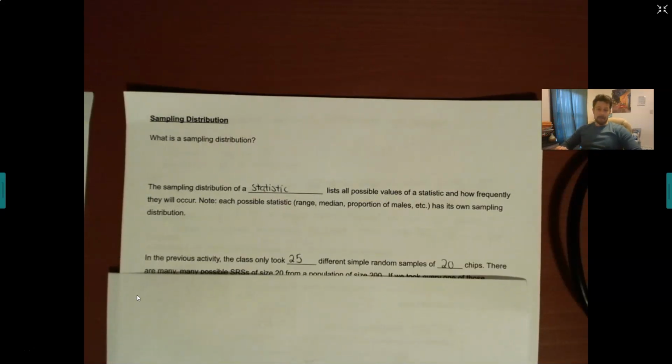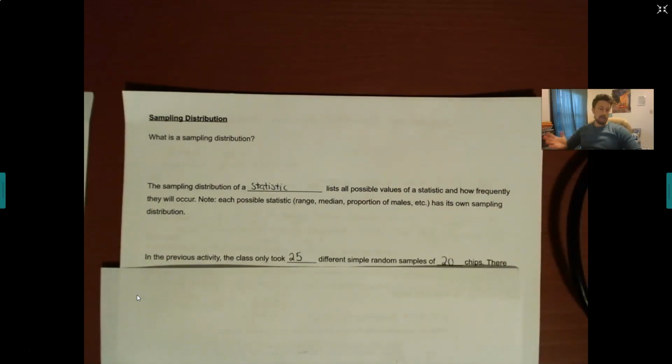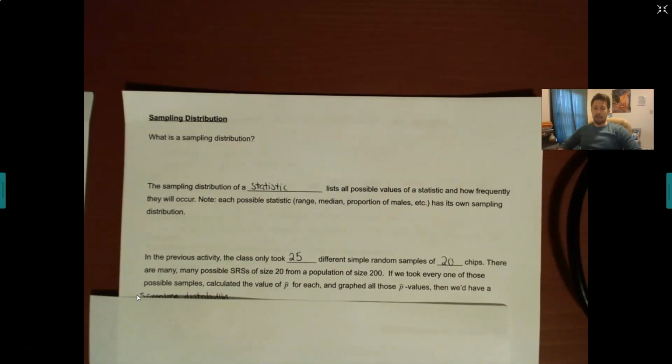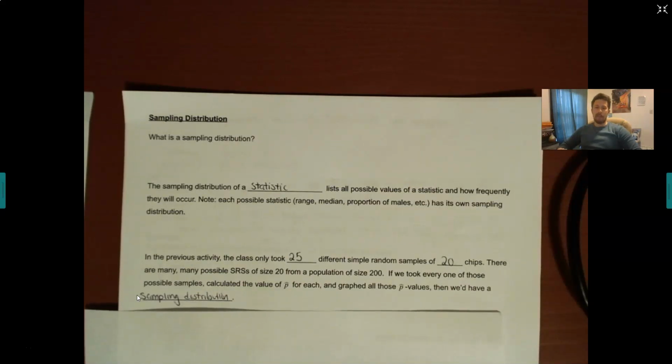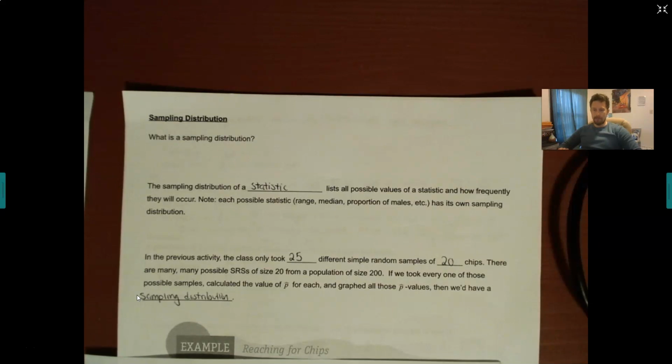So in the previous activity, where we took random samples of the chips, the class only took 25 different simple random samples of 20 chips. There are many possible simple random samples of size 20 from a population of size 200. If we took every one of those possible samples, calculated the value of p hat for each, and graphed all those p hat values, then we'd have a sampling distribution. So that's if we took every one of the possible samples.